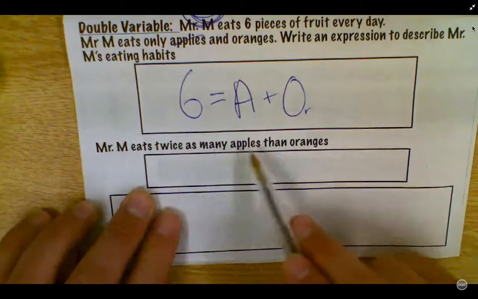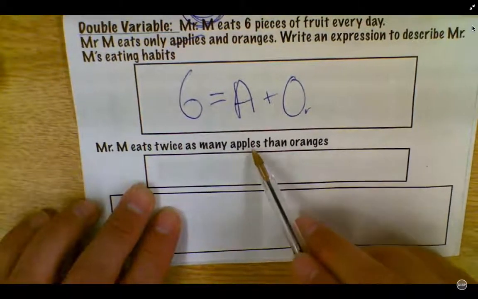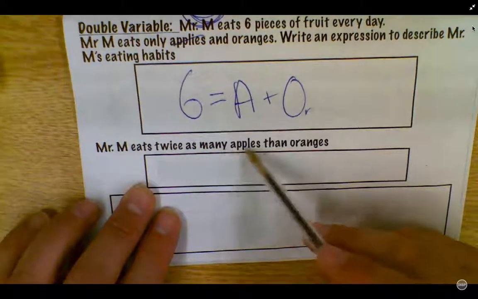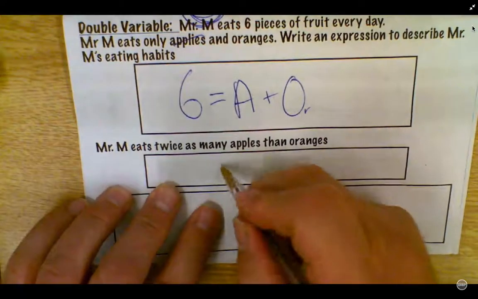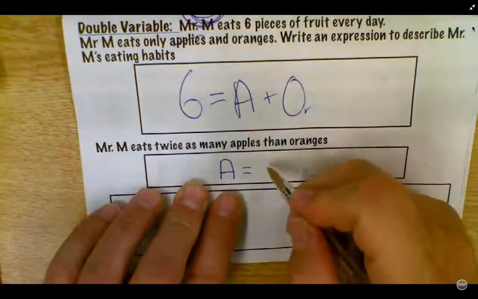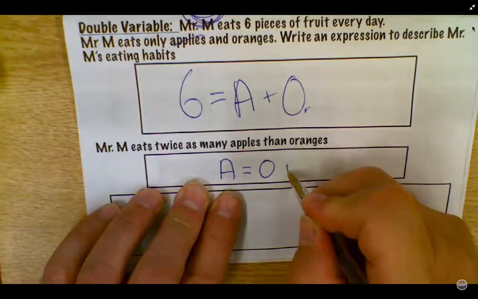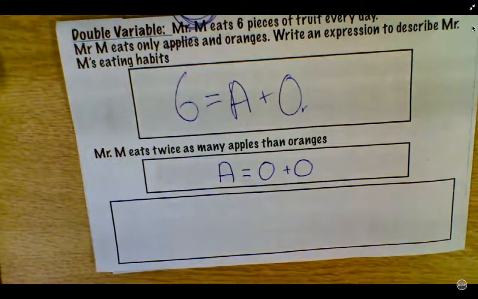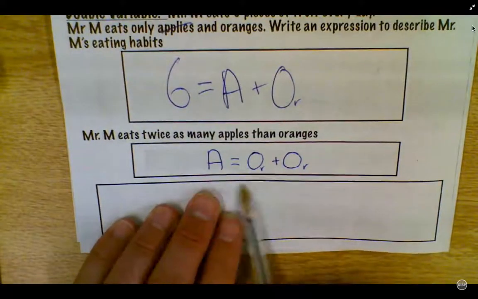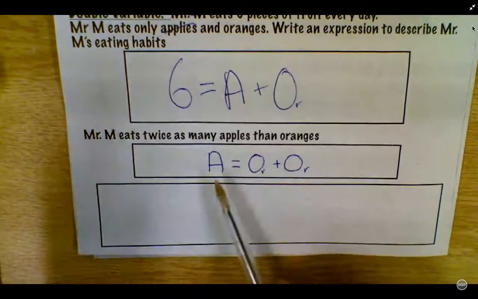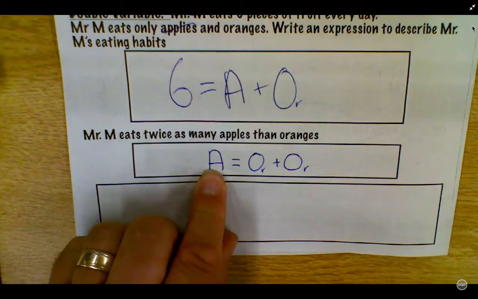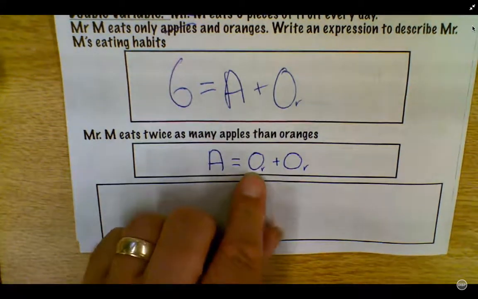Mr. M eats twice as many apples as oranges. So he eats lots of apples and he eats half as many oranges, or there's twice as many apples as oranges. So if I write another expression, the number of apples that he eats equals the number of oranges twice, because he eats twice as many apples as oranges. So the amount of apples is going to be the orange plus the orange. For example, let's just make up a number. If I ate 10 apples, then I would only eat 5 oranges and 5 oranges.